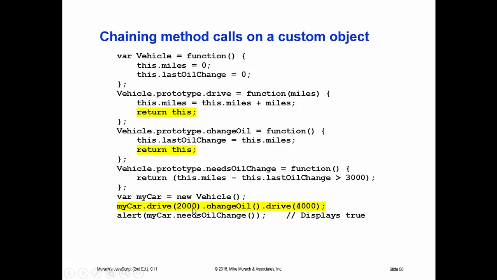My car dot drive 20,000 miles dot change oil dot drive 4,000. All right. So again, a cascading method is a method of an object that can be chained with other methods. It's also called fluent because of the way that it reads. A method must return the object represented by the this keyword if it's going to be chained to something else.